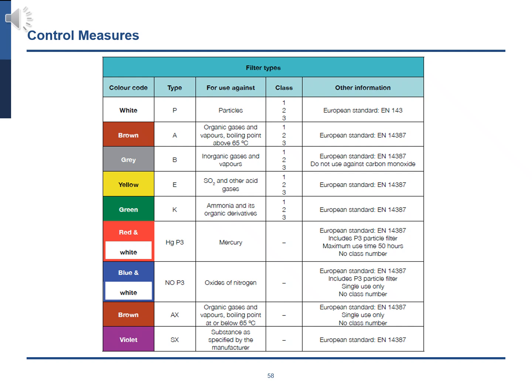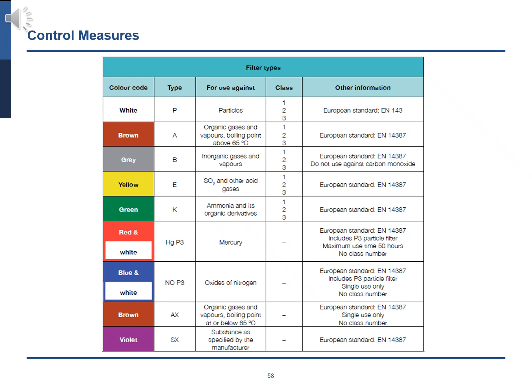Complies with EN 143. Brown, A for organic gases and vapors with boiling points above 65 degrees Celsius. Classes 1, 2, 3. Complies with EN 14387. Not for use against carbon monoxide.